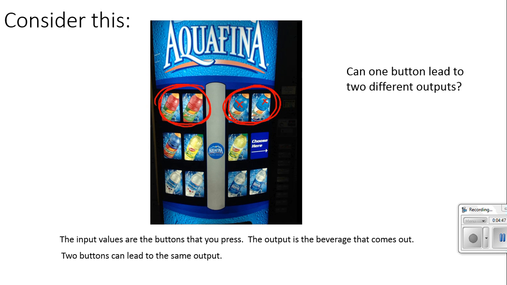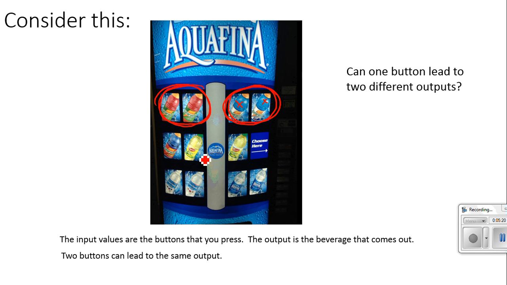Here's my question. If I were to push one button, could I get two different drinks or outputs? Okay, so the inputs are the buttons that you press, and the output is the beverage you get. If I were to push one button, would I get two different types of Gatorade or water?